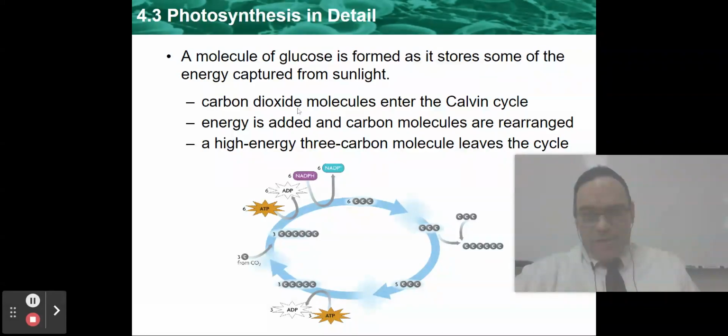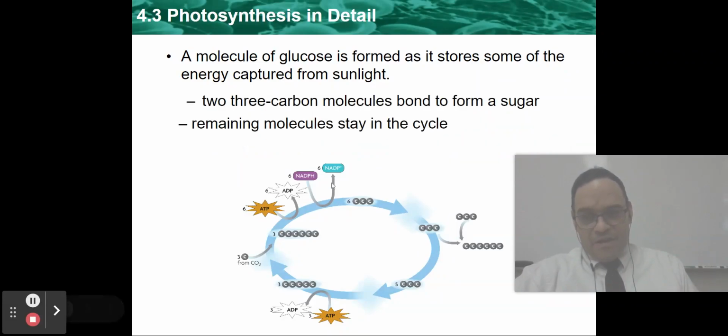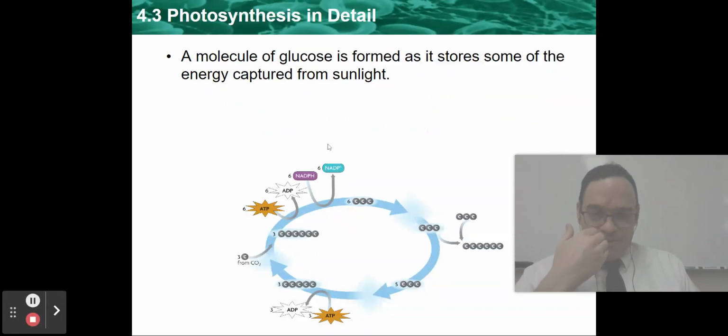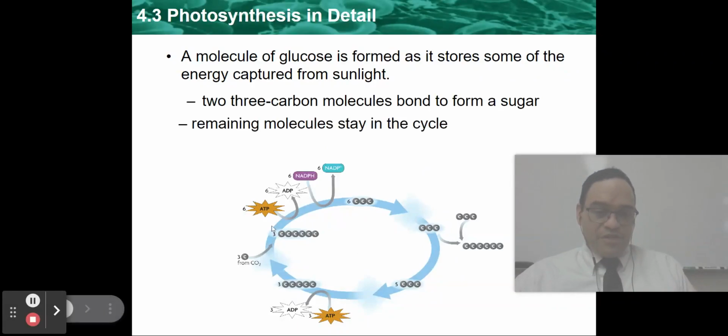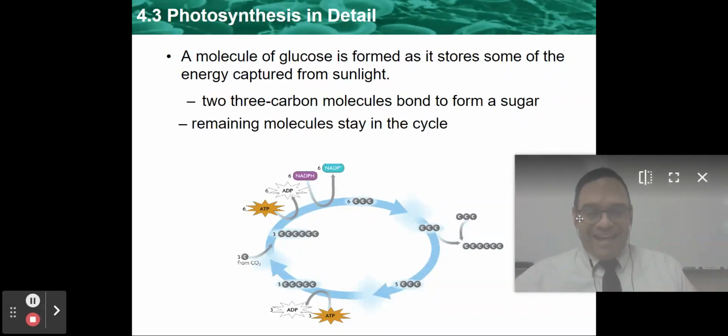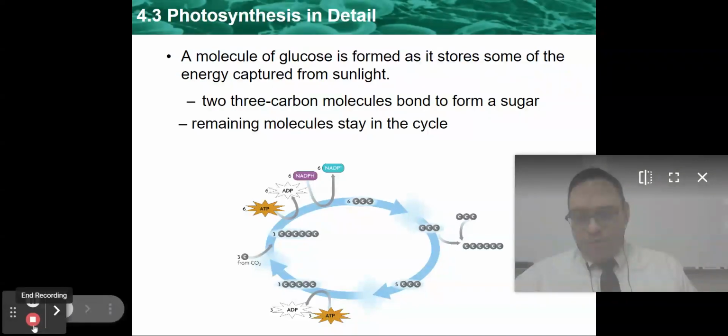Let's see, carbon dioxide molecules enter the Calvin cycle. Energy is added so that you can rearrange bonds. High energy 3 carbon molecule leaves, that's here. 2 3 carbon molecules bond to form sugar. Remaining stay in the cycle. So it's saying if you do this cycle twice, you will get the first half of the sugar and the second half of the sugar. And that is it for chapter 4, section 3.